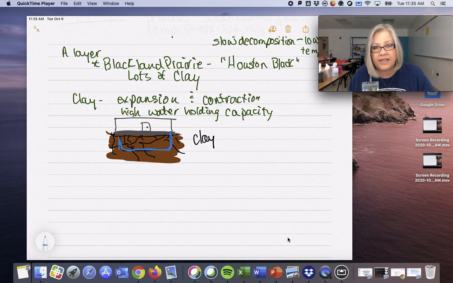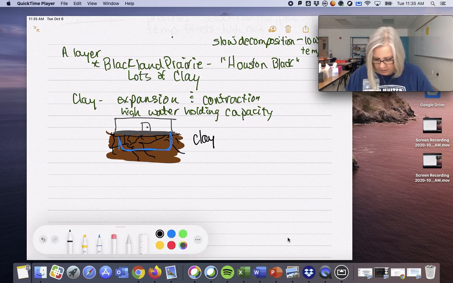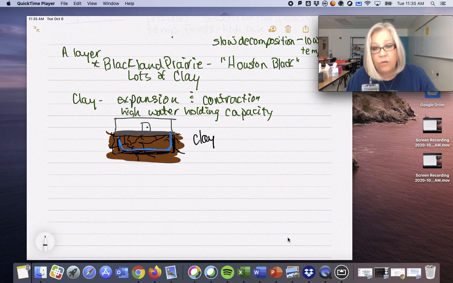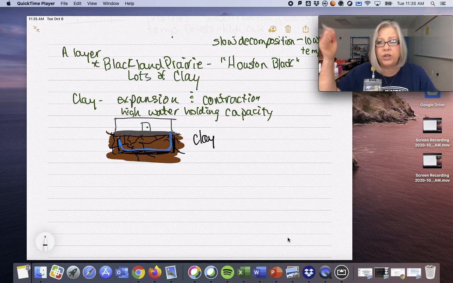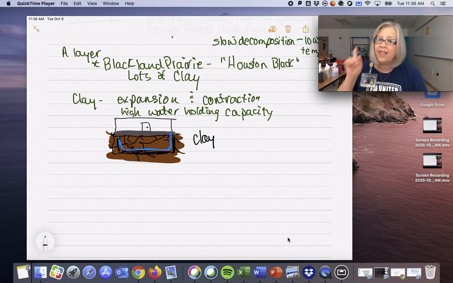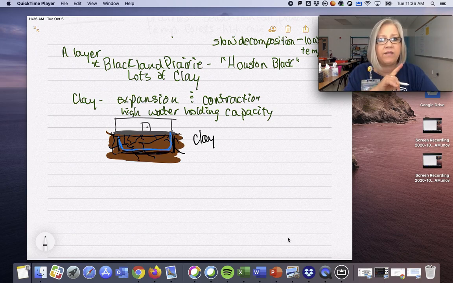And then in the summer, it starts to contract. What it's going to do is it's going to leave a space all the way around that basement. And then when it rains in the wintertime, whoosh, that water comes right on in. And so they flood very easily. That's why we don't have them here. Okay, let's talk also. So we have a lot of clay here.